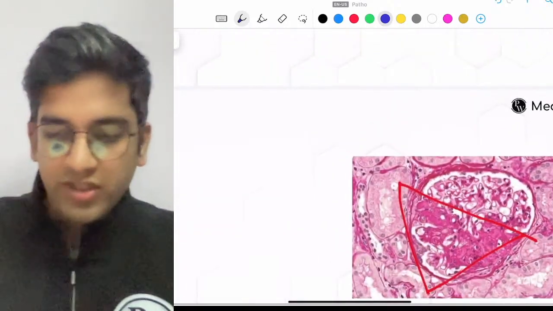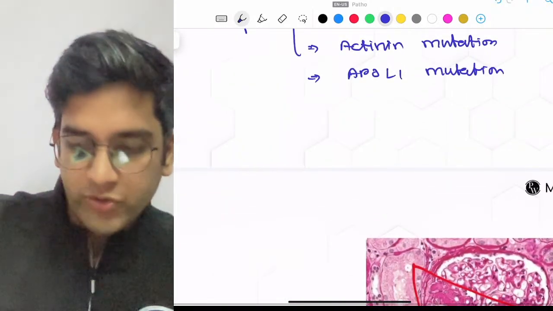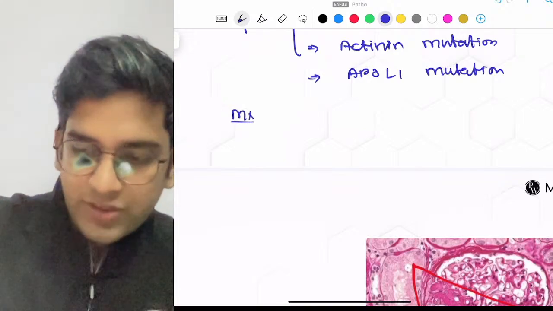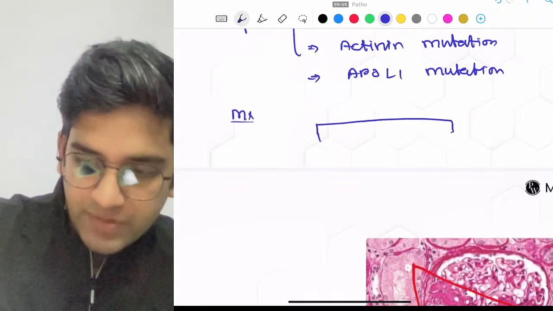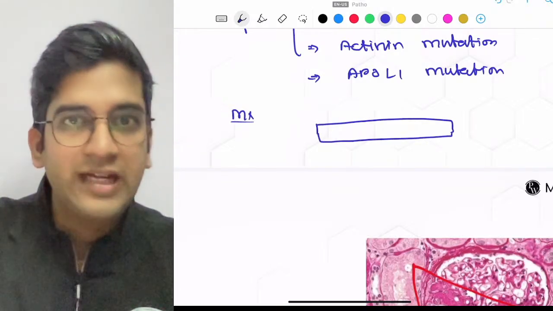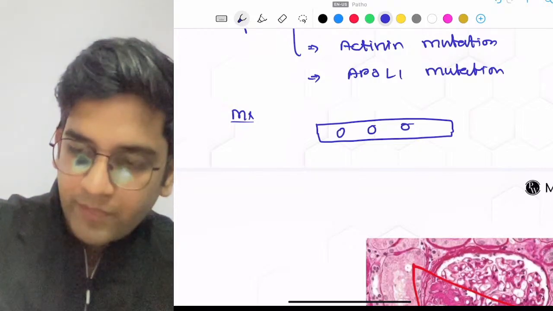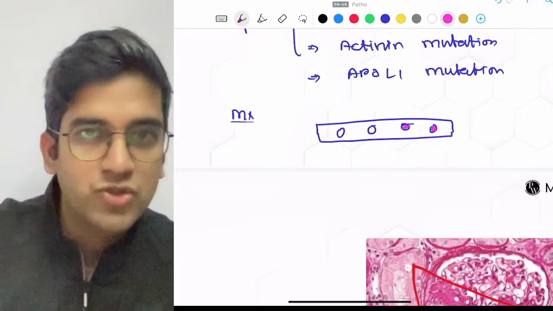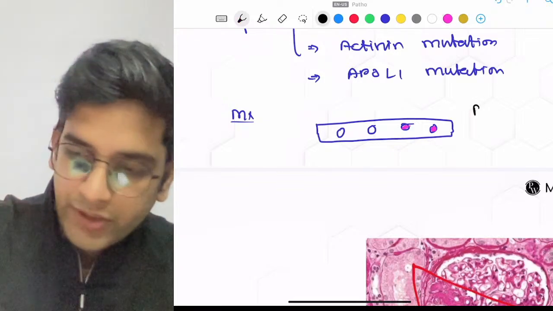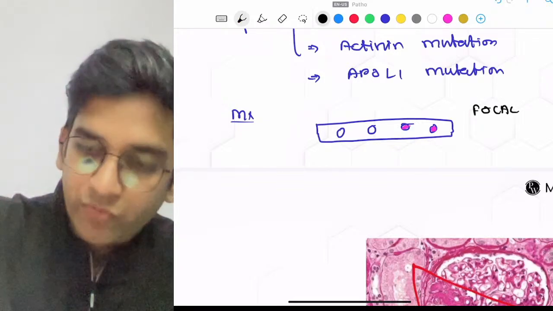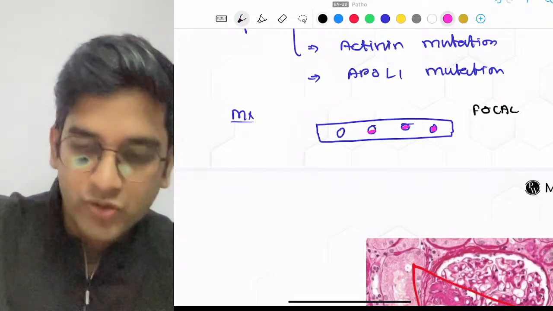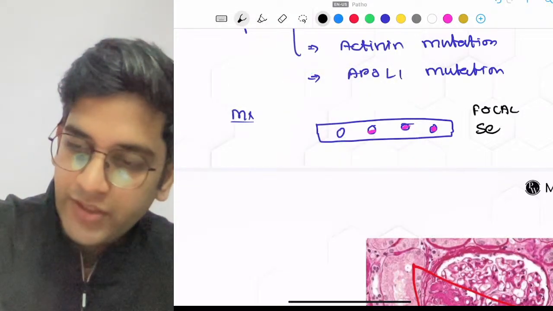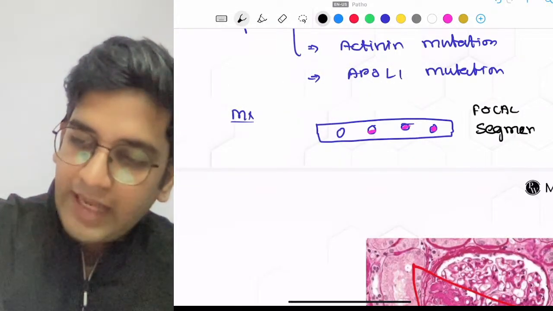So when I say FSGS, like I said, it's focal segmental glomerulosclerosis. The reason why we call it that is, let's assume there's a microscope and a biopsy being done for the kidney. Let's assume there are 4 glomeruli. Of these, I'm going to have 2 glomeruli being destroyed. I call this a focal lesion. And of the third glomerulus, only half is destroyed. I call it a segmental lesion. So it's focal and segmental.